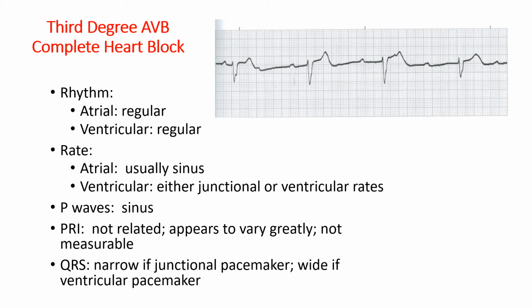You have P waves, they're all sinus because your SA node is firing. Your PRI is not constant because it's not related to any of the QRSs, so it appears that they vary greatly and are not measurable. And again, your QRS, if it's narrow, it's coming from the junction, where the junctional pacemakers have taken over, and if it's wide, the ventricular pacemakers have taken over.